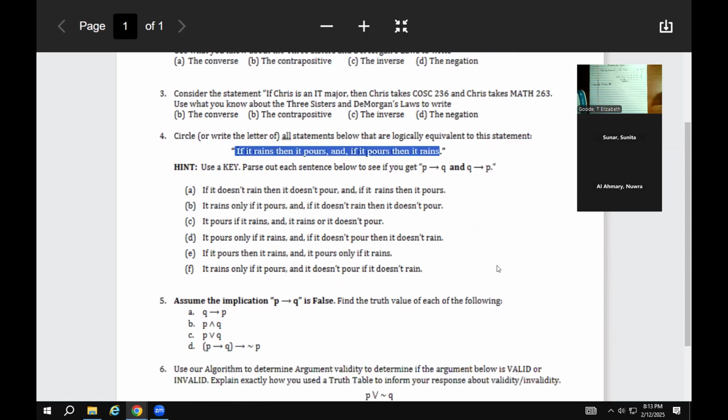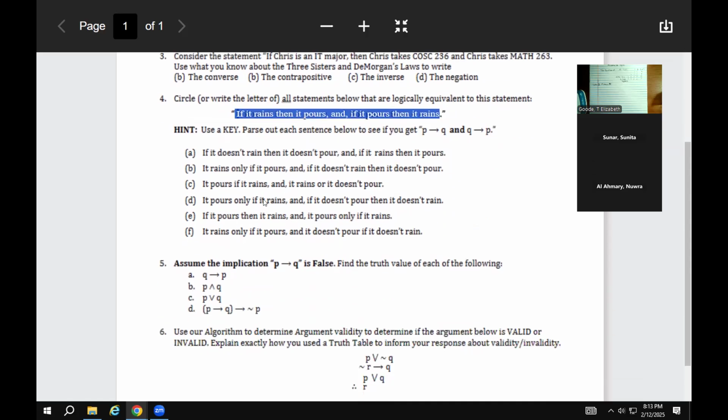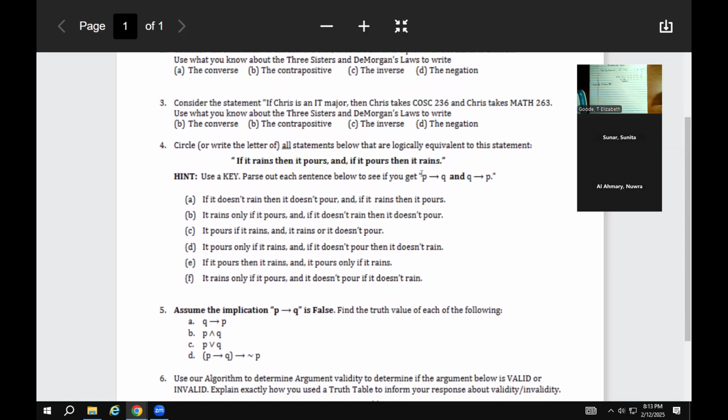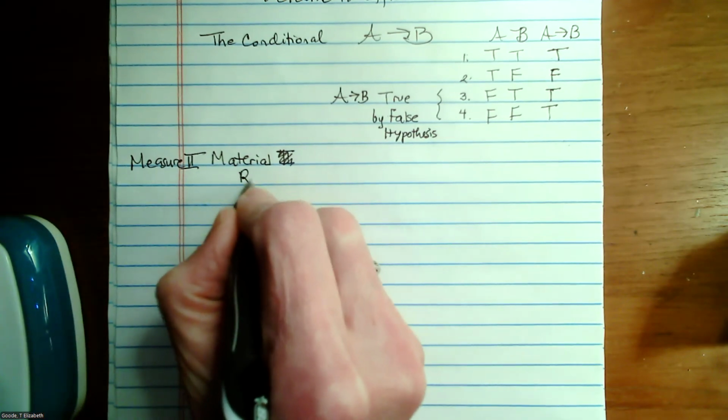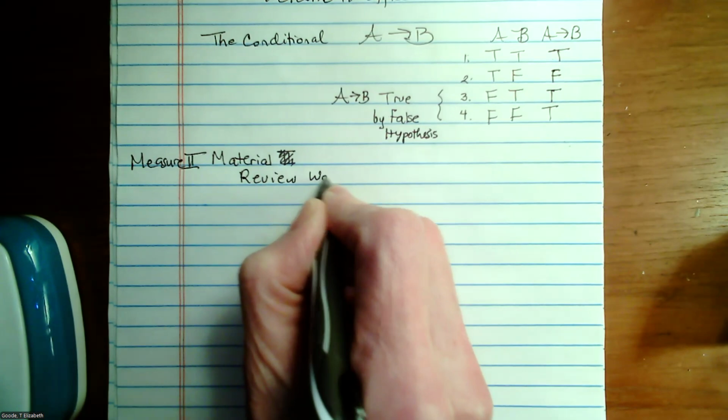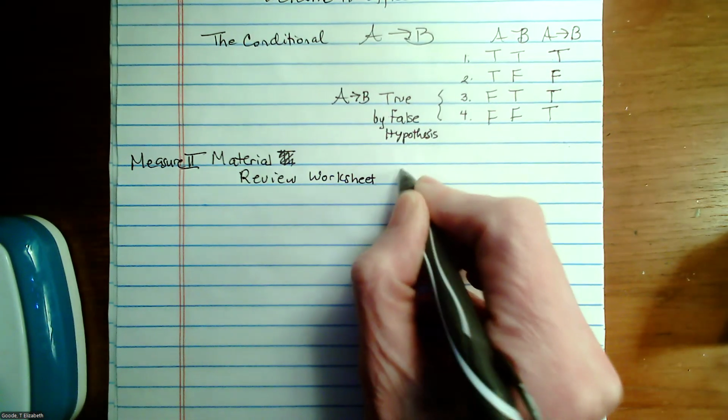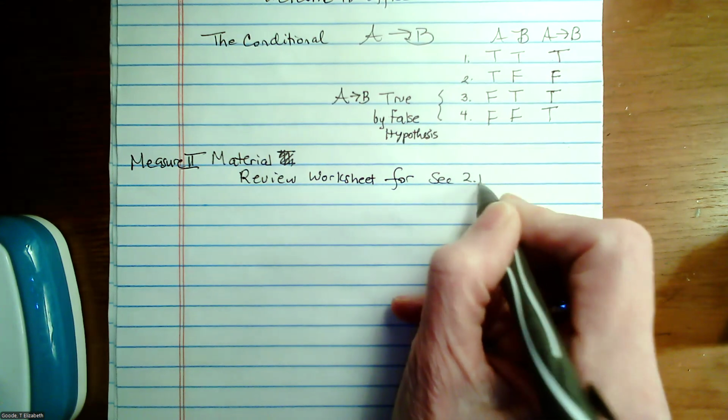Oh, yes, I got it. So some of these, maybe many of them, are logically equivalent to if P then Q and if Q then P. So for the logical equivalent, the columns must be identical, right? Yeah, but you can actually do number 4 without making a truth table. Let me help you with the first one. The name of this is a review worksheet for sections 2.1 to 2.3.